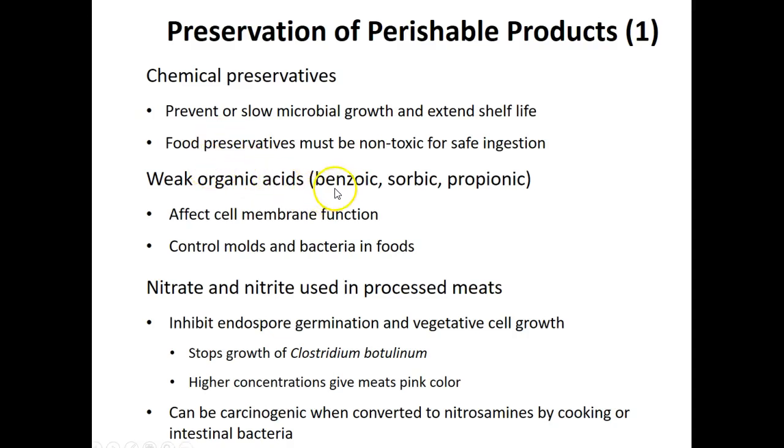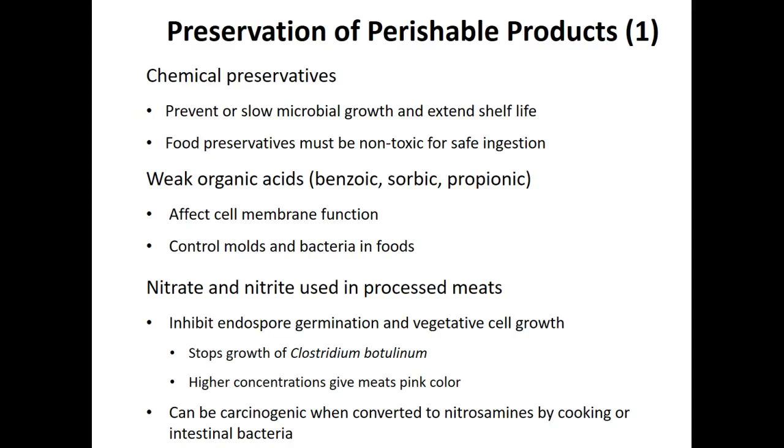There are weak organic acids: benzoic, sorbic, and also propionic acid. They do affect cell membrane function, and in many cases they're added to food products to help control molds and bacteria. Then nitrates and nitrites used in a lot of cases with processed meats. These have come under some focus recently because they have been proven to be somewhat carcinogenic due to being converted by intestinal bacteria. But they are effective at preservation. They do help stop the growth of Clostridium botulinum, and the higher concentration usually gives meat a much pinker color.